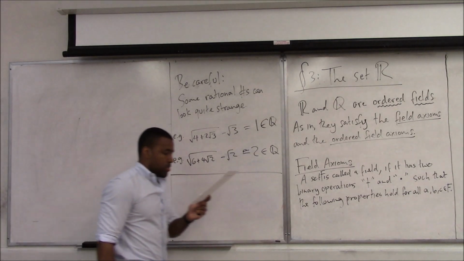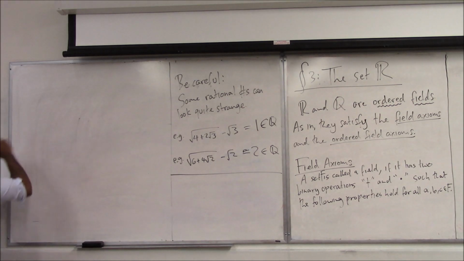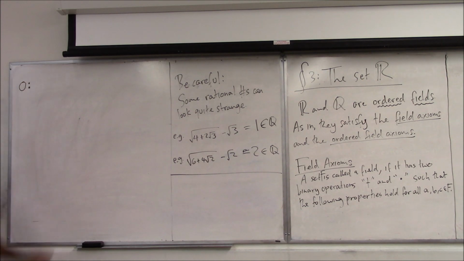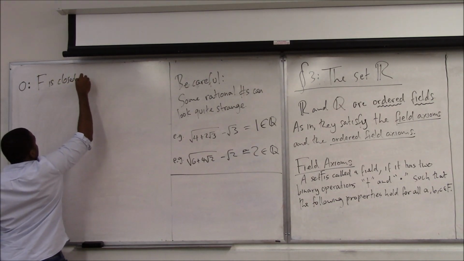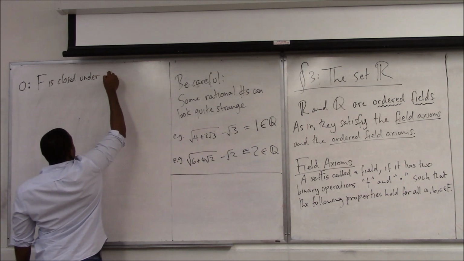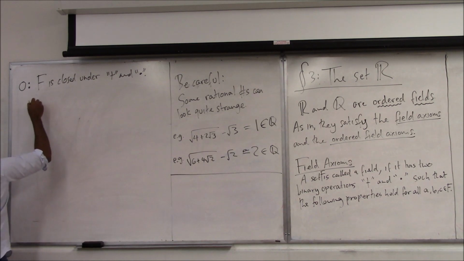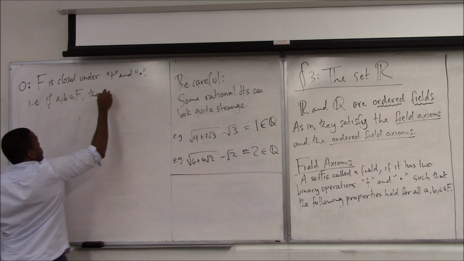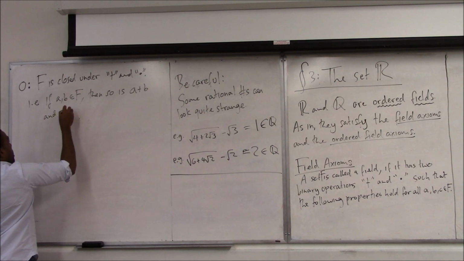So the first set of properties, the first four, deals with the addition operation and tells you how that operation behaves. First, F is closed under plus and times. That is, if A and B are in F, then so is A plus B and A times B.